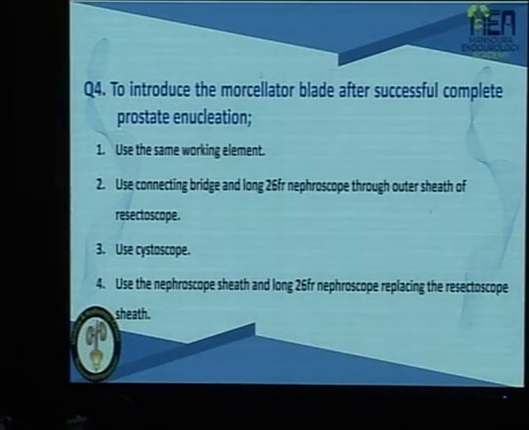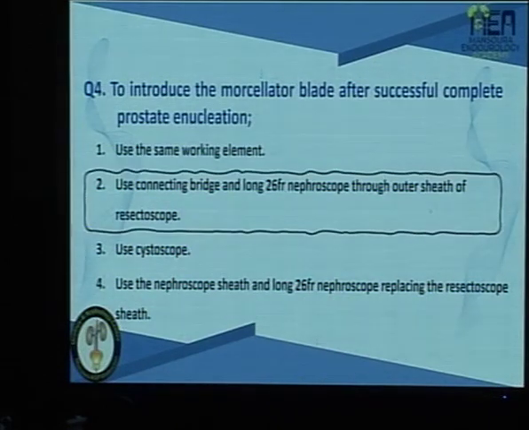To introduce the morcellator blade after successful complete prostate enucleation, use the same working element, use connecting bridge and long 26 French nephroscope through the outer sheath of the resectoscope; use the cystoscope, use the nephroscope sheath, and long 26 French nephroscope replacing the cystoscope sheath. Yes. Don't forget the connecting bridge. The connecting bridge in order to be able to introduce the long nephroscope into your outer sheath.